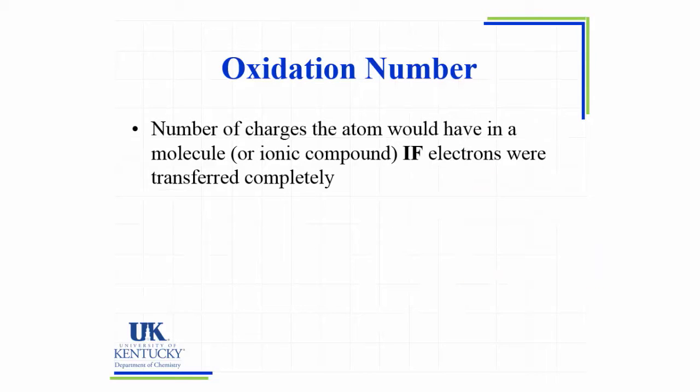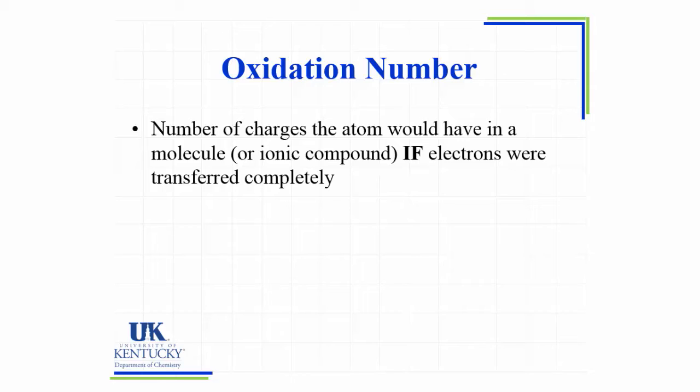Before we can determine what species is being oxidized and reduced and write our oxidation and reduction half reactions, we first have to assign oxidation numbers. And remember, I said that oxidation numbers are merely a means of bookkeeping, of keeping track of our electrons. And what we see is that the oxidation number is the number of charges the atom would have in a molecule or ionic compound if the electrons were transferred completely. Now when we're looking at an ionic compound, the electrons are transferred completely. The charge on the ion is the same as the oxidation number.